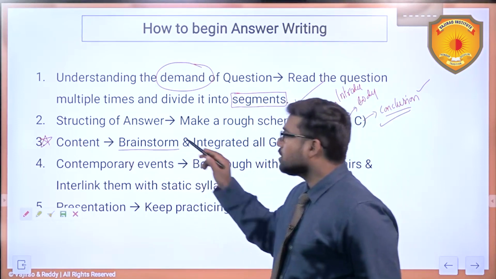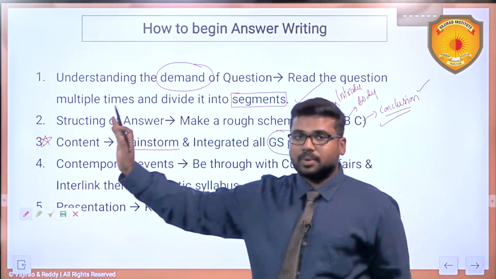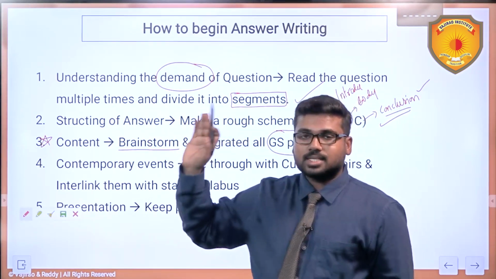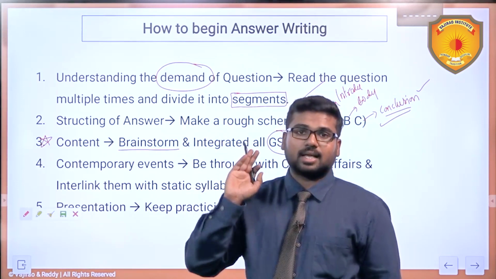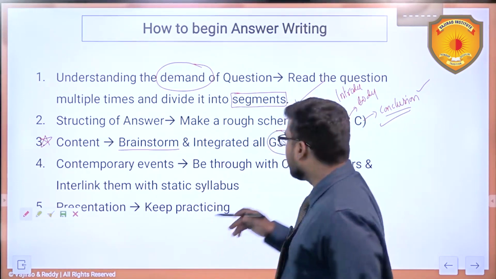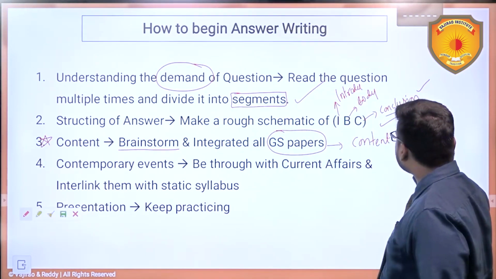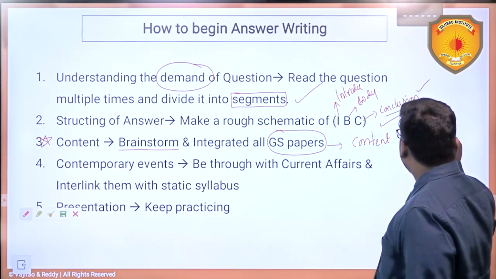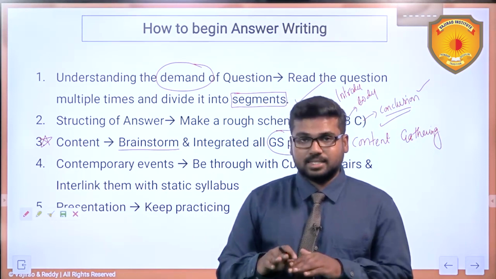And do the brainstorming. Integrate all GS papers. A particular topic is given or asked in the question. See from which paper that has been asked and see where is the connection that it has with other papers, and try to get all the content. This is what we call content gathering. Now once the content gathering is done, you go through it, then comes practicing of it.